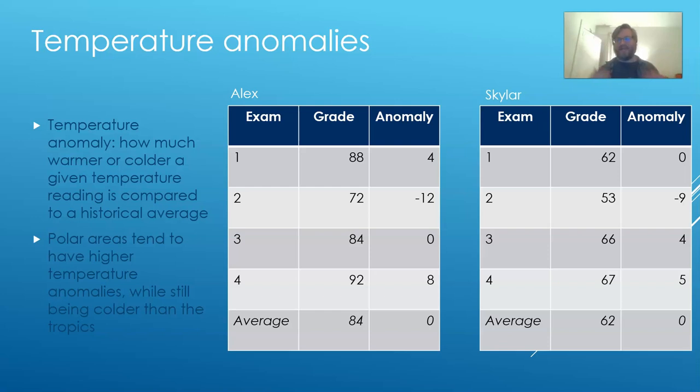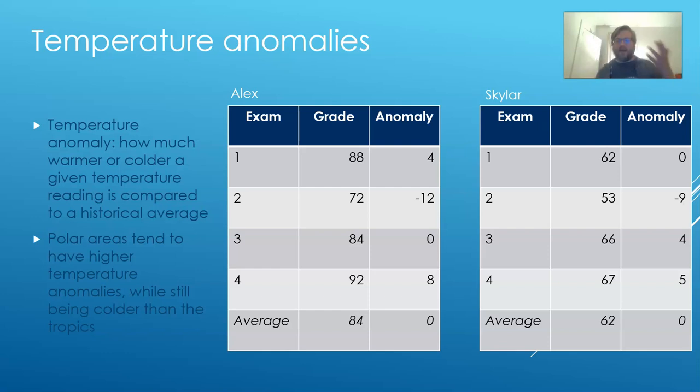So we're looking at deviation from the average rather than just the absolute value. To illustrate this with an example that's not about temperature, you could look at the grades for two hypothetical students in a class where they have 4 exams, each worth 100 points. We've got Alex, who has an average across the 4 exams of 84 points. So Alex is getting a B in this class.